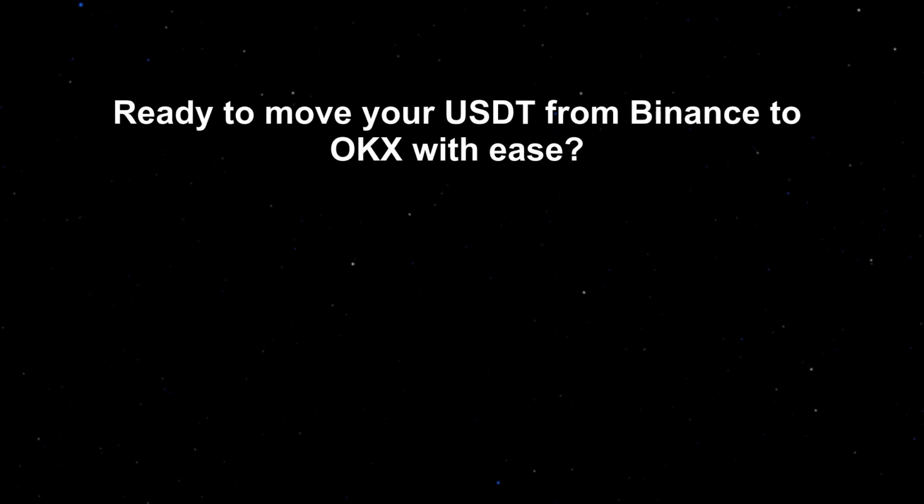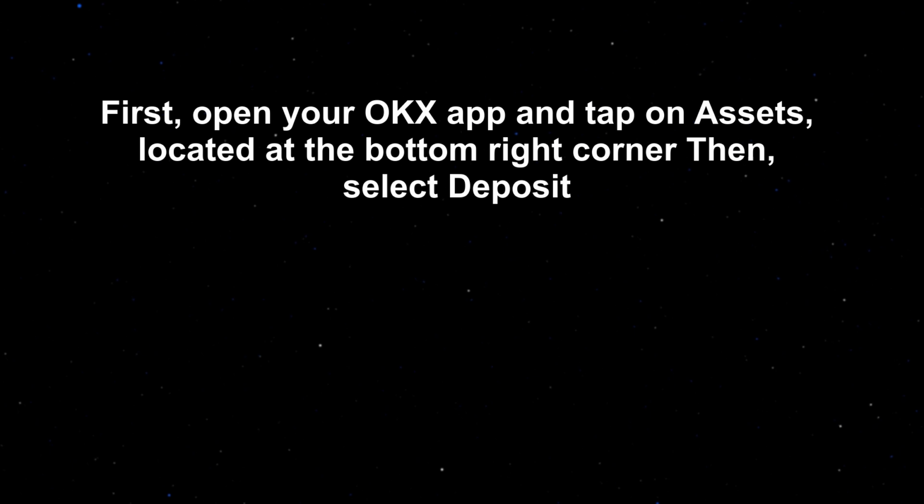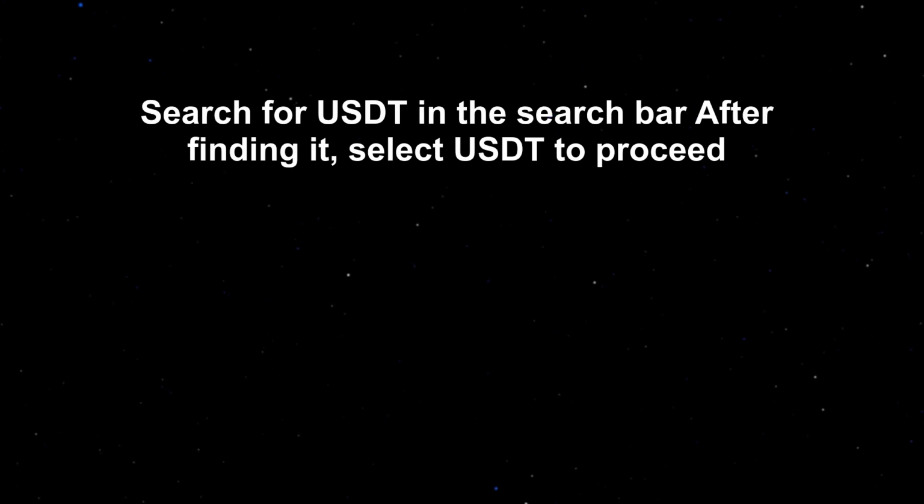Ready to move your USDT from Binance to OKX with ease. First, open your OKX app and tap on Assets, located at the bottom right corner. Then, select Deposit. Search for USDT in the search bar. After finding it, select USDT to proceed.